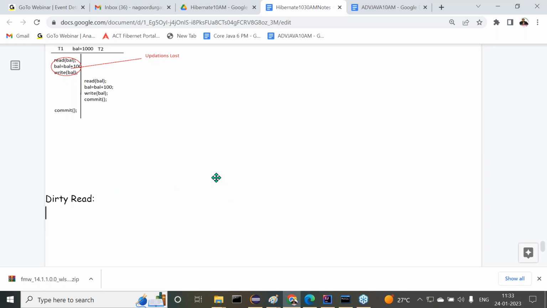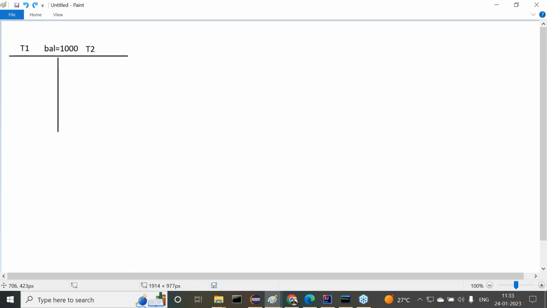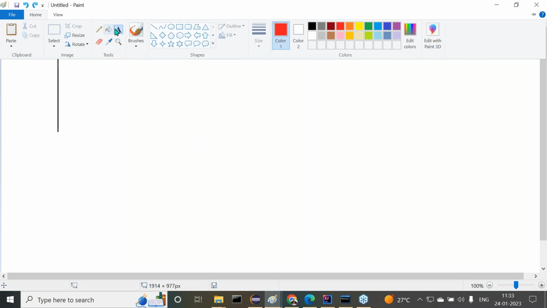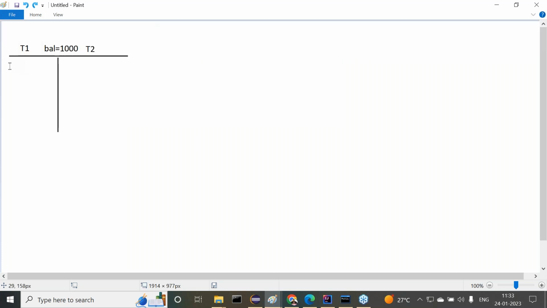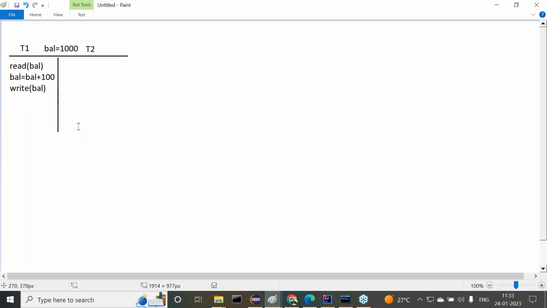Dirty read problem. What is the meaning of this dirty read problem here? Observe carefully. Almost a similar problem, but with a small change. First of all, the T1 transaction is performing a read operation: read of bal. Bal is equal to bal plus 100. Write of bal. Understand it clearly, but it has not performed any commit or rollback.